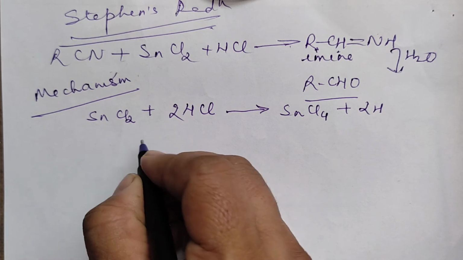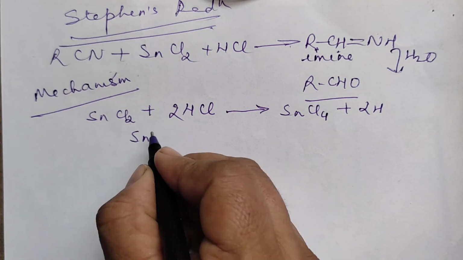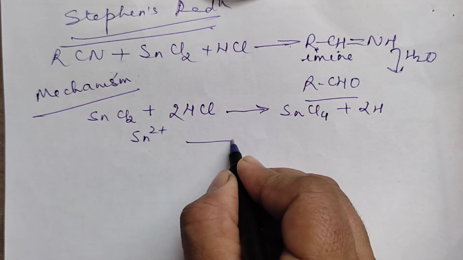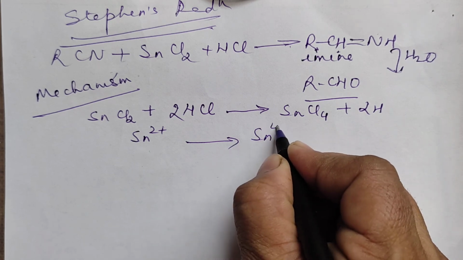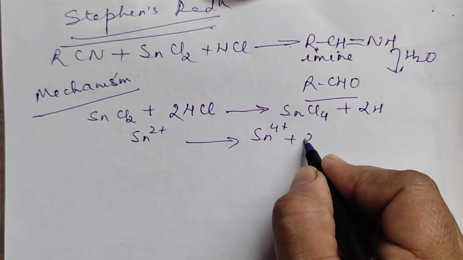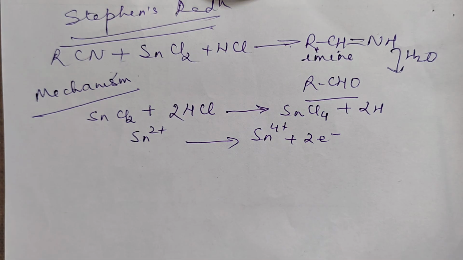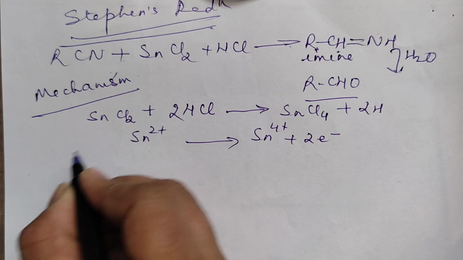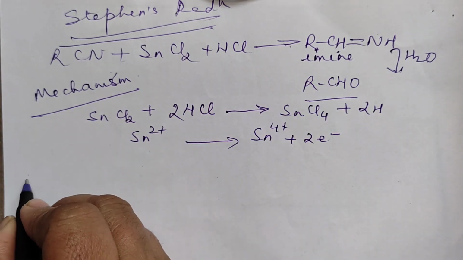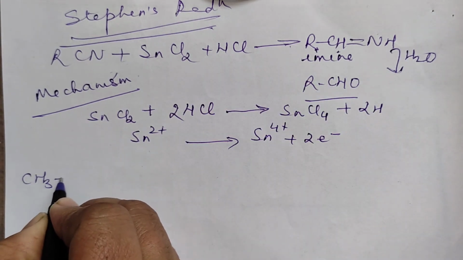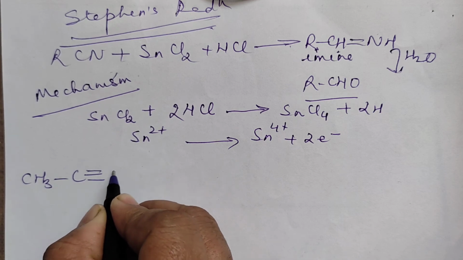So in this, what is happening? Sn2+ in this oxidation state 2+ is getting oxidized to Sn4+. That means 2 electrons are lost in this. Now let us take this cyanide. This has happened in the catalyst itself. So suppose I take CH3CN.